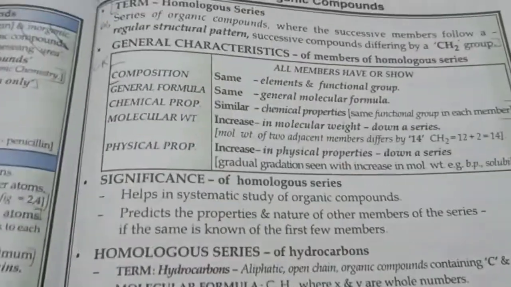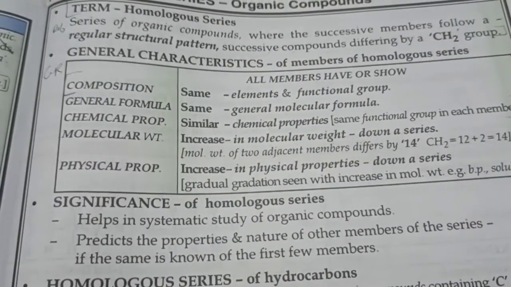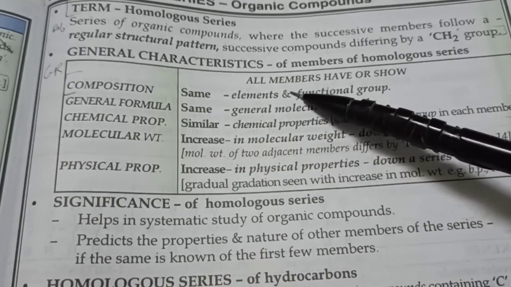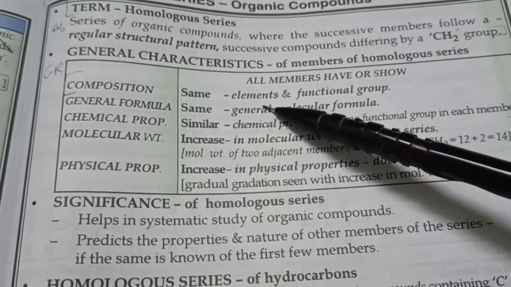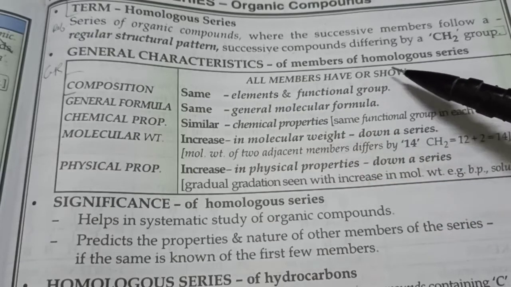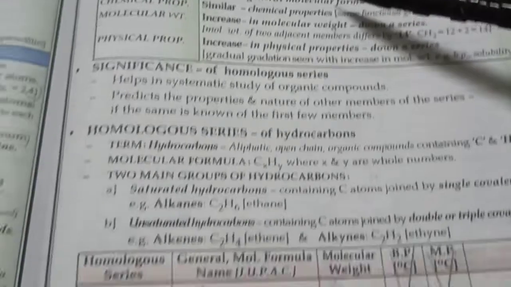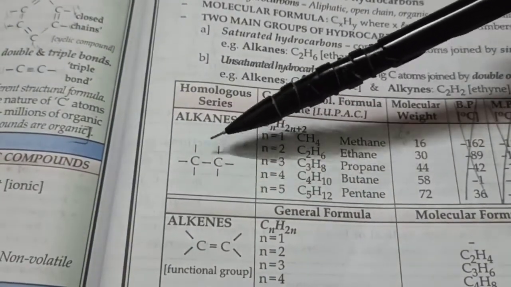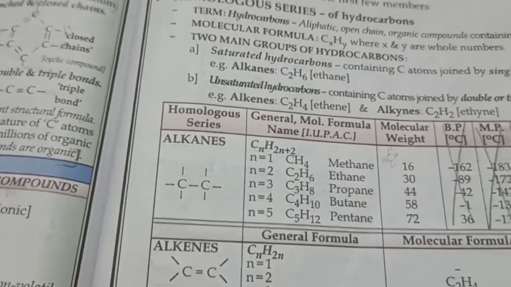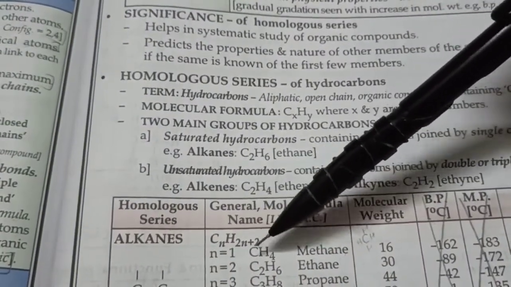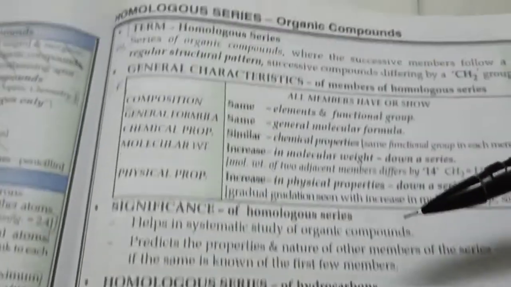Coming back to homologous series, there are some characteristics as I've explained. In any homologous series, or simply speaking in every family, same elements and functional group are there. Functional group is the identity of a family. For example, what is the identity of alkanes? Carbon-carbon single bond. So that's called a functional group. General formula? Yes, the general formula here is CnH2n+2. All of them obey the same general formula.